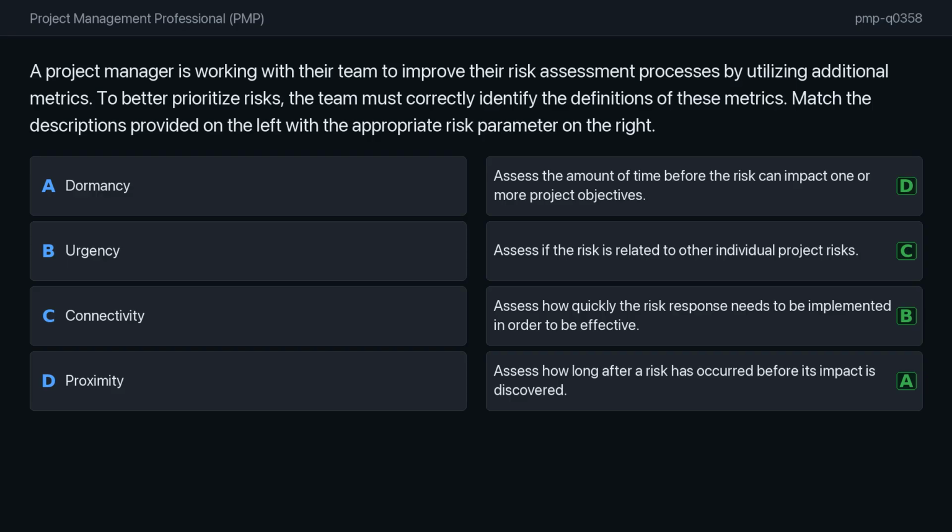Mastering these specific definitions is key, as they represent standard attributes in advanced project management frameworks. Always read the definition carefully to ensure you aren't confusing time of impact with time of detection.